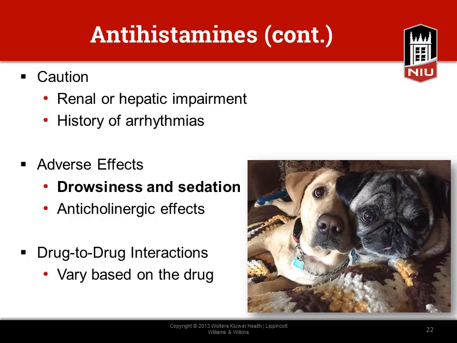The adverse effects include drowsiness and sedation, which is much more prevalent with our first generation antihistamines. The second generation antihistamines, not so much. Occasionally, for some people, we might see a paradoxical CNS stimulation and excitability. That occurs in like 10% of the population.